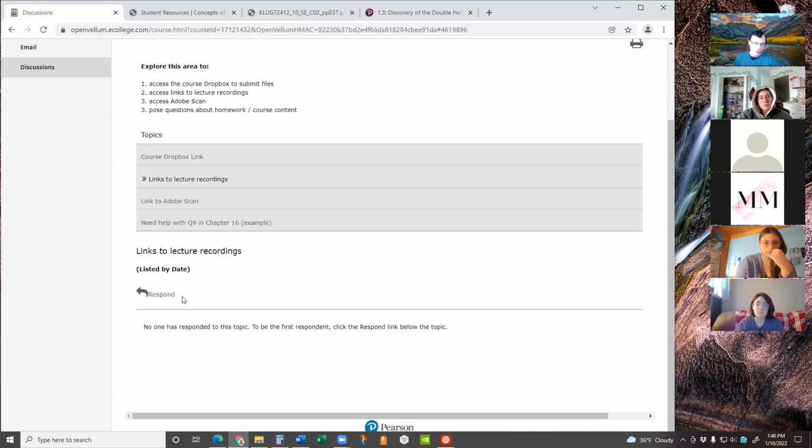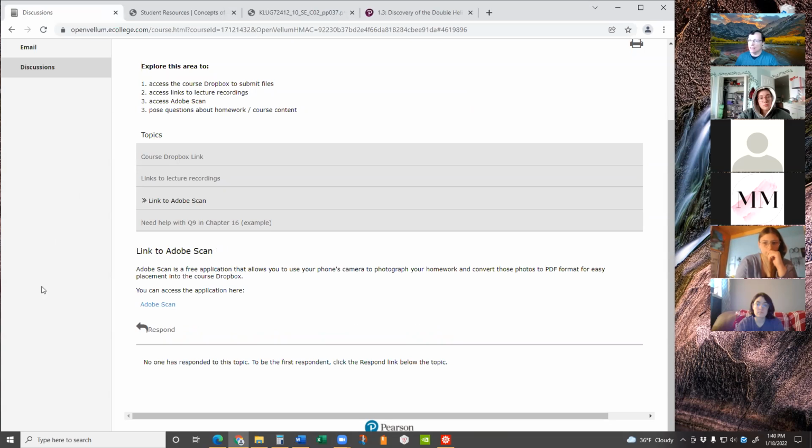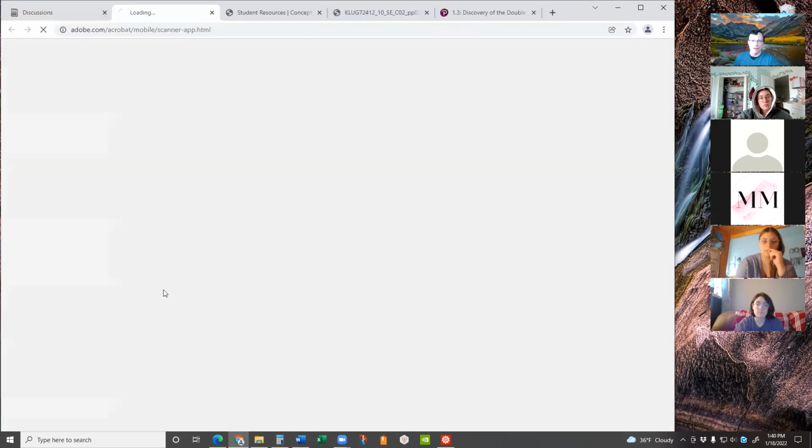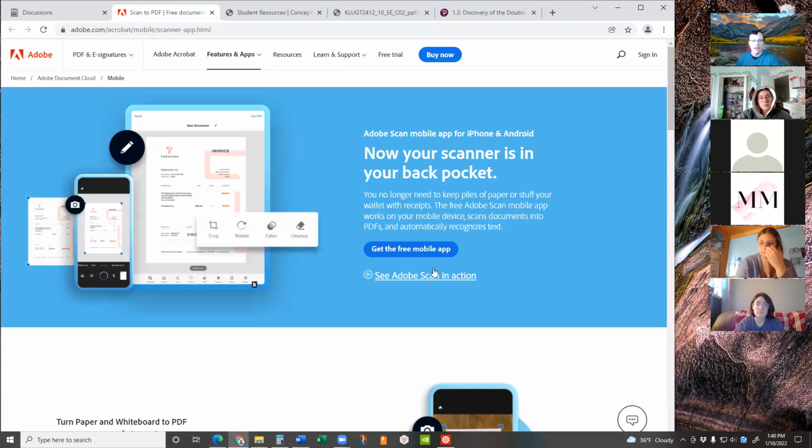But if you don't, and you don't know how to do that, then you're going to want to access Adobe Scan. Adobe Scan is a free application you can get on your cell phone. You can use the camera of your cell phone to take pictures of documents. The photograph you take is then converted into a PDF file by the software, and then you can use that to create PDFs of your completed homework or lab assignments and put your work in the course Dropbox. Okay, so Adobe Scan looks like this. Get the free mobile application right there for you.